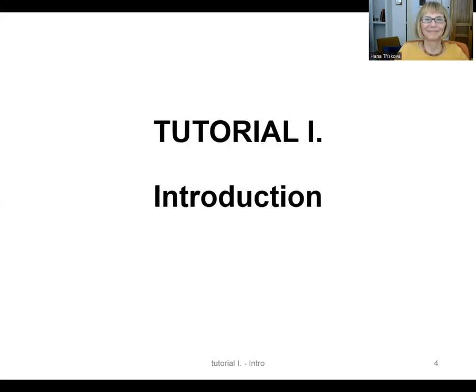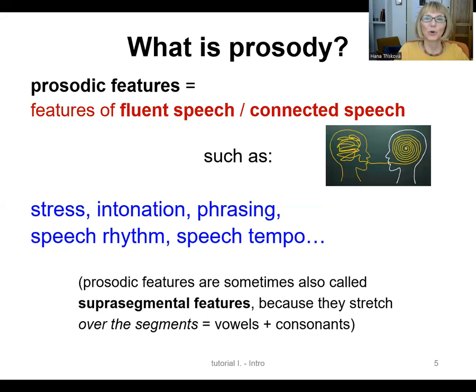So let's start. What is prosody? Prosodic features are features of connected speech or of fluent speech. They comprise things such as stress, intonation, phrasing, speech rhythm, or tempo. Prosodic features are sometimes also called suprasegmental features because they stretch over the segments, that is, vowels and consonants.